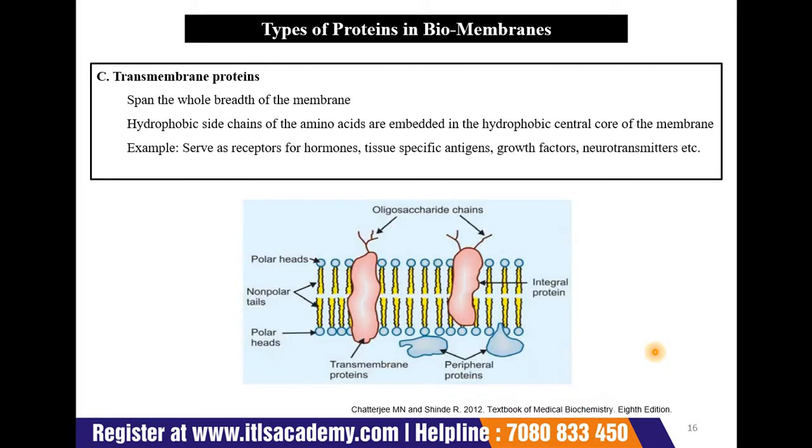Now, another type of protein is transmembrane proteins. If you look here, these are the transmembrane proteins. They span the whole breadth of the membrane. If you look at the structure, they are coming here and they are here as well. So if you look at the difference between integral and transmembrane, integral are completely embedded, but transmembrane proteins span the whole breadth of the membrane. The hydrophobic side chains of the amino acids are embedded in the hydrophobic central core of the membrane. Examples of these proteins are those that serve as receptors for hormones, tissue-specific antigens, growth factors, neurotransmitters, etc.